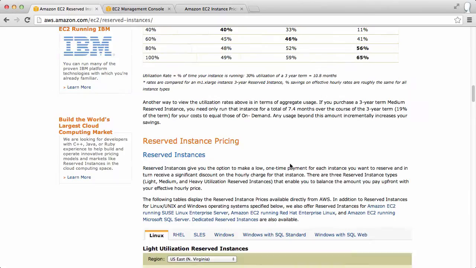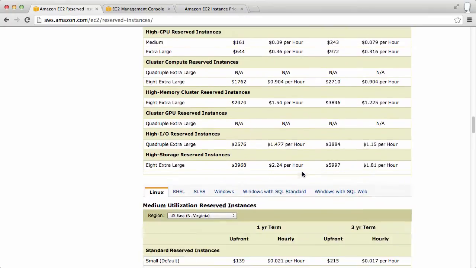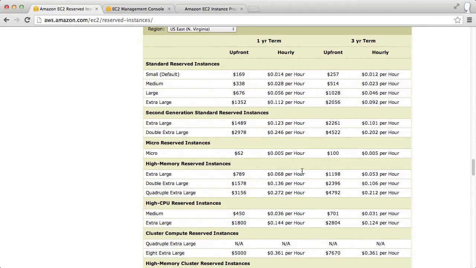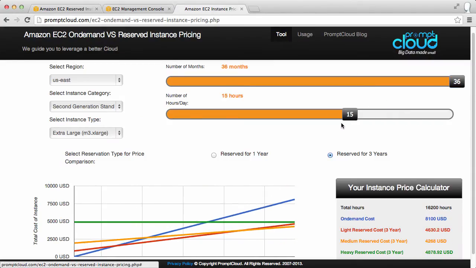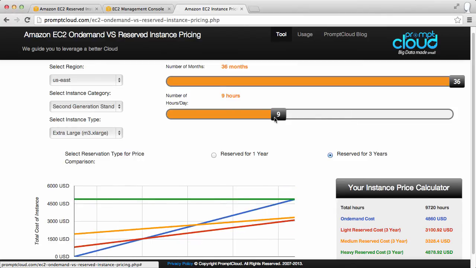So if we go back, you can see the numbers for light, medium, and heavy utilization. The upfront cost for a 1 year versus a 3-year term, and then what your hourly rate is for 1 year versus 3 years. So now if we move the number of hours per day down, it's only when you get to 9 hours that on-demand price makes more sense than a heavy, but a medium and light reserved would still be saving you money.